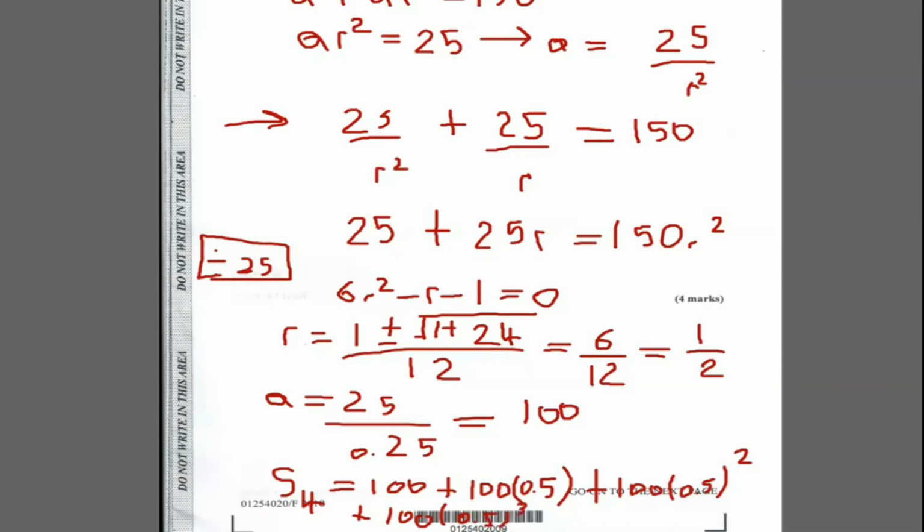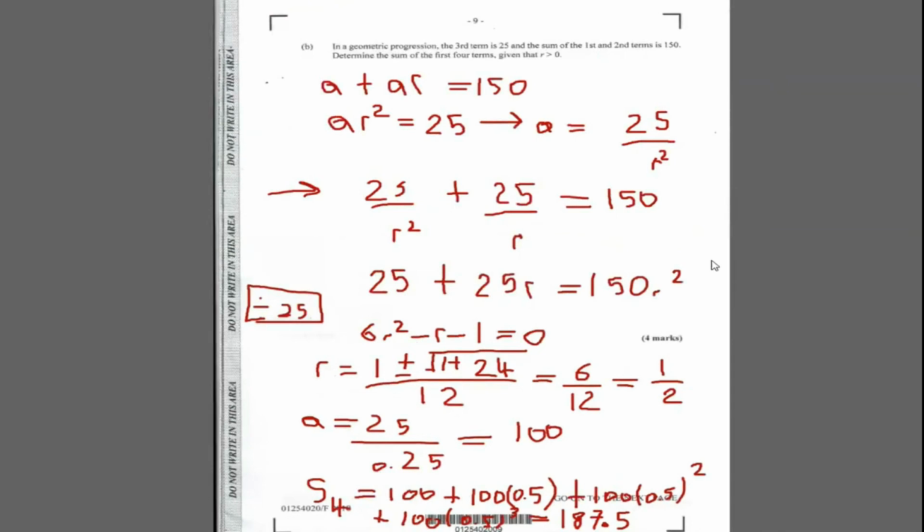So when I add up all of these, that will give me the sum of the first 4 terms. So 100 plus 100 times a half plus 100 times a half squared plus 100 times a half cubed. So I'm getting 187.5. That's the answer. 187.5. Nice and easy, sold.